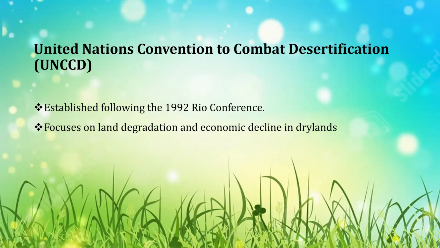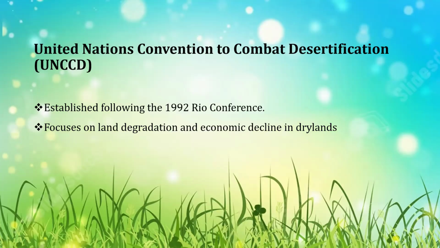That is, the primary goal is to prevent the deterioration of land quality caused by human activities and climate variations. This includes addressing soil erosion, loss of vegetation, and the decline in the biological or economic productivity of the land. The second is addressing economic decline in dry lands. Dry lands refers to arid, semi-arid, and dry subhumid areas.